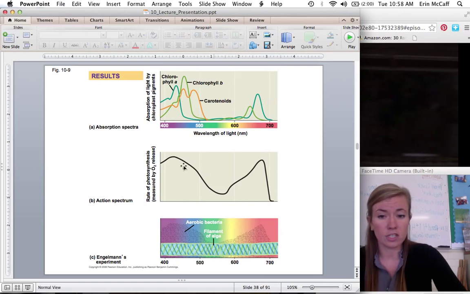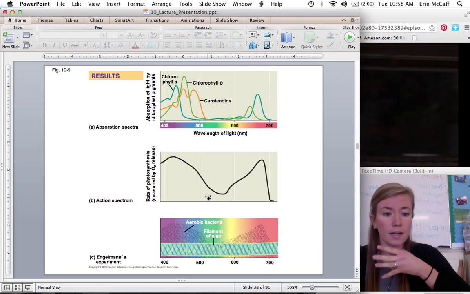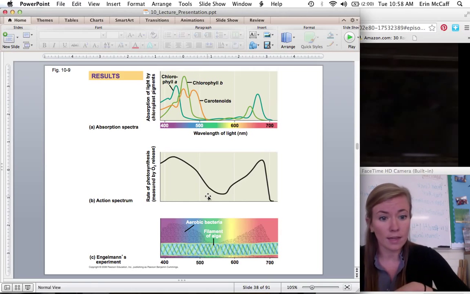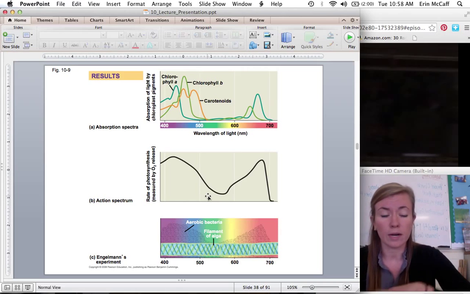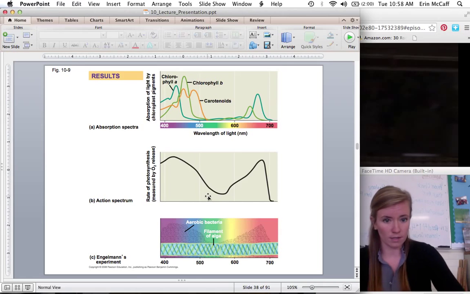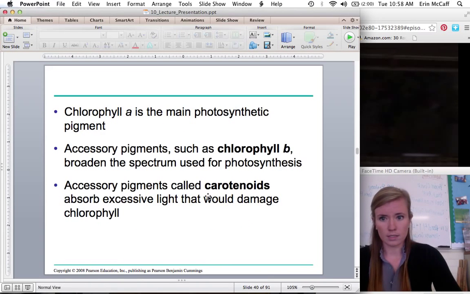So this is a combination of all those three pigments working together. So absorption spectrum shows you the amount of light absorbed by a pigment at a specific wavelength. Action spectrum is for a process and shows you how effective that process is at the different wavelengths. We're going to skip this.